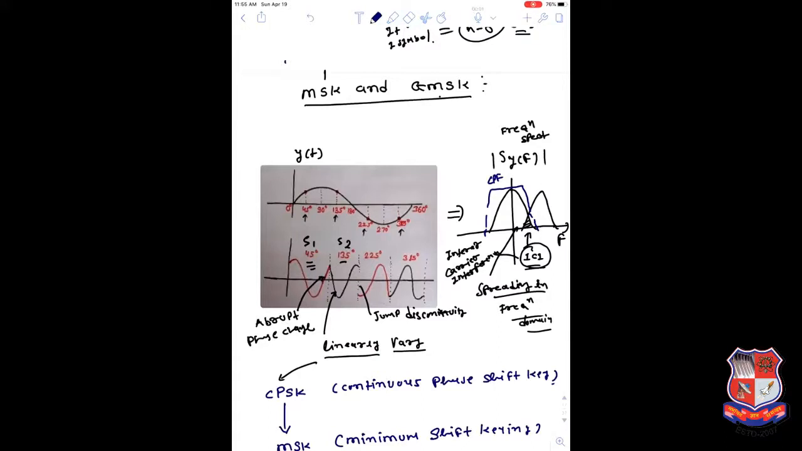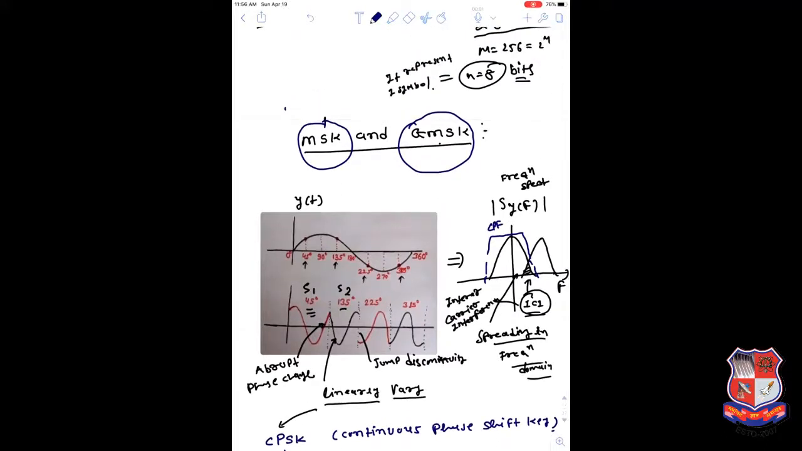So how to relieve this problem? This is the major concern, and to relieve this problem, the modulation scheme that has been proposed is known as minimum shift keying, and then it is elaborated further with some modification, and we have a final version, GMSK, known as Gaussian minimum shift keying. And GMSK is the key technology of GSM, where GMSK is the key modulation scheme.